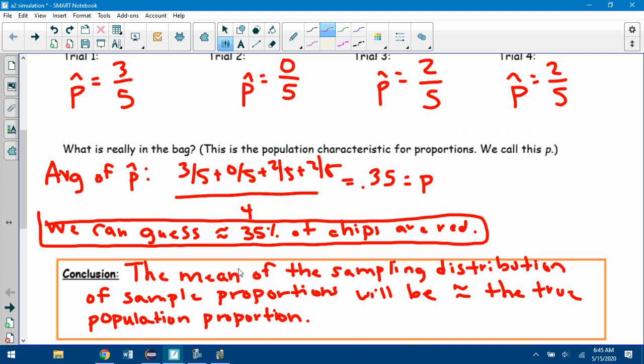Now, the first time I read this, I'll admit I had no idea what they were trying to say. It's confusing to read. But let's break this down. In statistics, when you hear mean, what do you think of? Average. So this is saying the average of the sampling distribution of sample proportions. Again, these four values, each individual one is a sample proportion. All of them together is the sampling distribution. And the average of all of those will be approximately equal to the true population proportion, so the actual proportion of chips that were red.